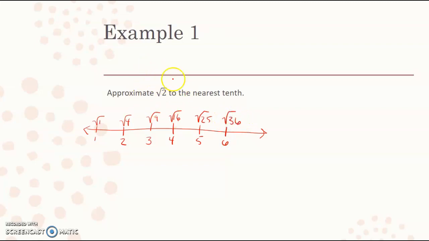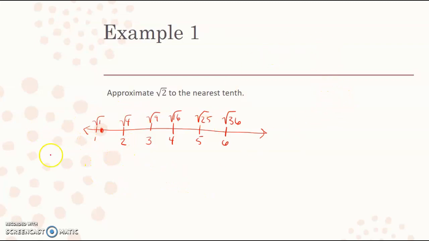So when I'm looking at the square root of 2, and I'm thinking about where I'm going to approximate it, well, it's closer to the square root of 1 than it is to the square root of 4. So then I know it would go about here on my number line. And what that tells me is that it is between 1 and 2. And so then I can create a second number line.